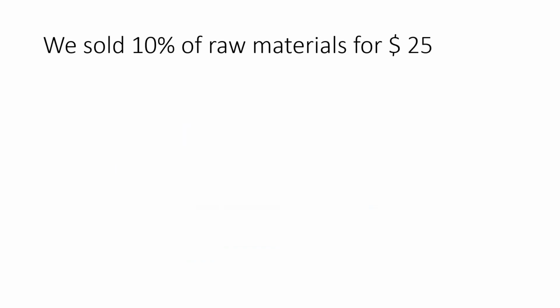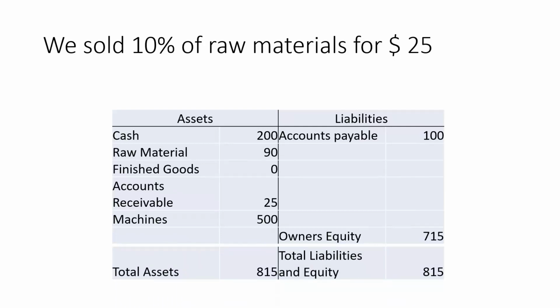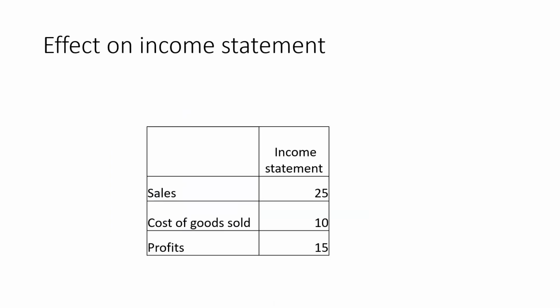When we sold that 10% of material for $25, we finally saw that finished goods became zero, but accounts receivable increased to 25, and our balance sheet expanded to $815. So there's a $15 gain in owner's equity because of the profit. The effect on the income statement was that we made sales of 25, cost of goods sold was 10, and profits were 15. Notice the important part here is sales were on credit, cost of goods sold was on credit, and the profits essentially were non-cash, but they're still profits.